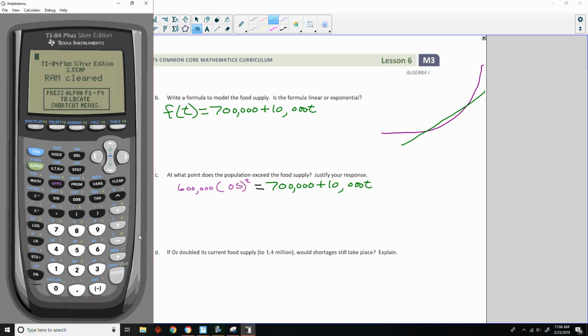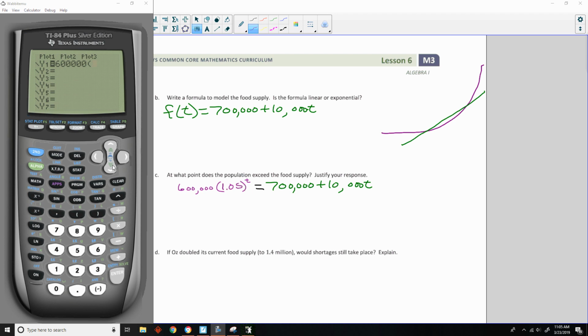Okay, so I'm going to open up my on-screen calculator rather than just say what I'm doing. And I'm going to go to y equals, and I'm going to type in the two formulas. One is 600,000, parentheses, 1.05 to the power of t, but we're just going to use the x here in this case.